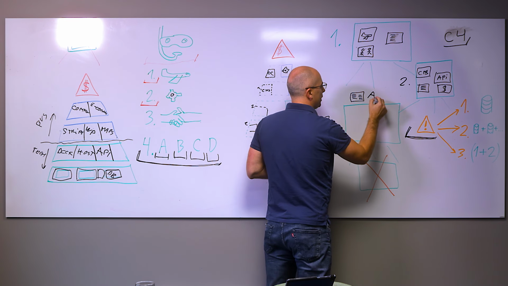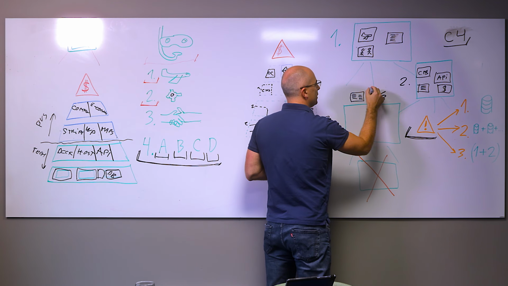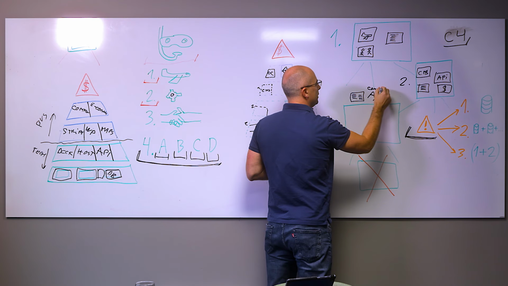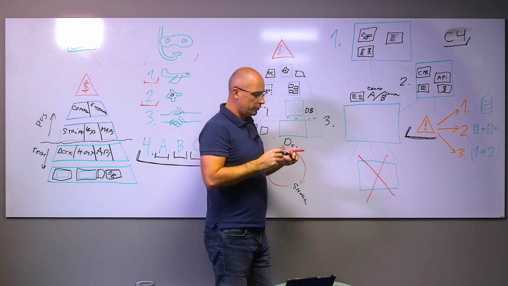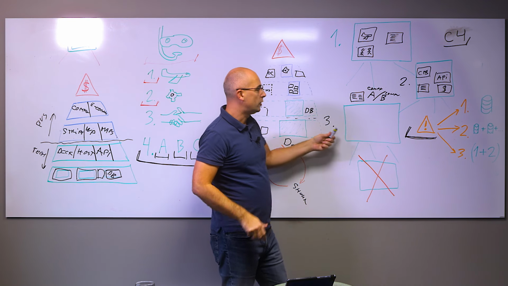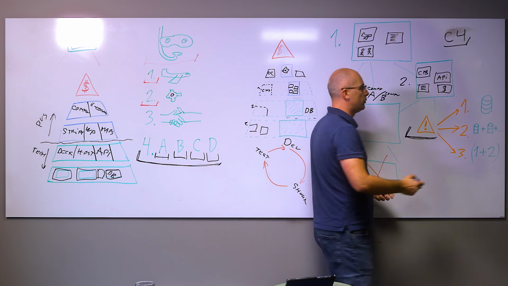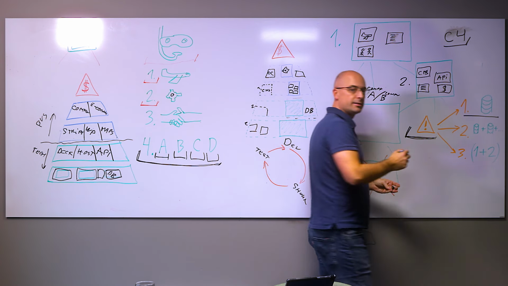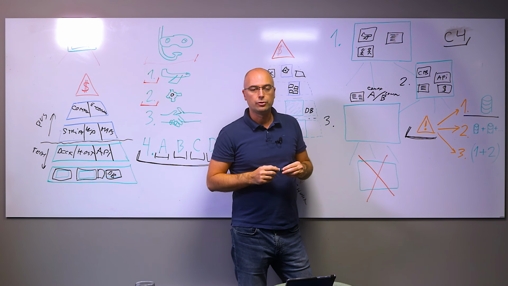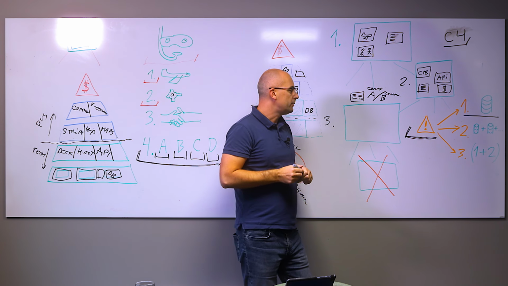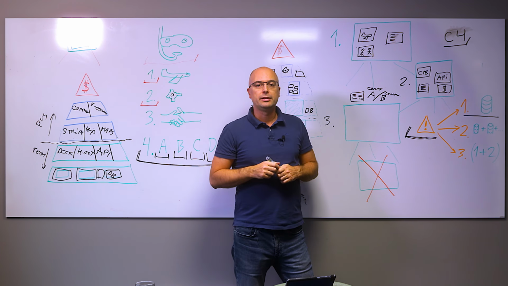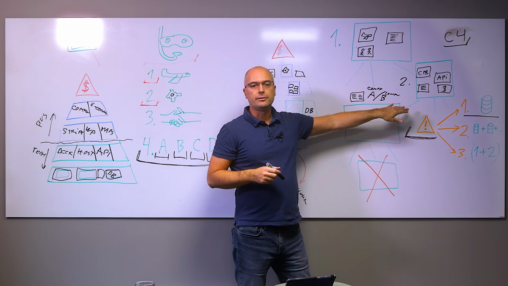So this should be A or B, meaning company 1 and company B, or company 2. How are we going to separate them? We could go for option 1, where we have one database, and inside that database we are going to put in every possible table the customer ID, for example.